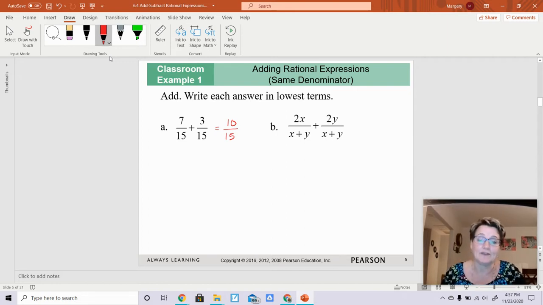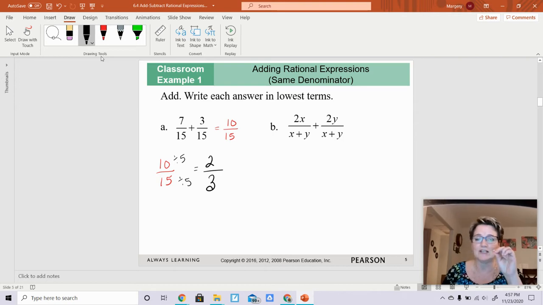But if you can reduce it to lowest terms, you need to make sure that you reduce it to lowest terms. If you notice the 10 and the 15, they both share a 5. So I'm going to actually factor out a 5 of both of them. 10 divided by 5 is 2. 15 divided by 5 is 3. So the fraction reduced to lowest terms is 2/3.